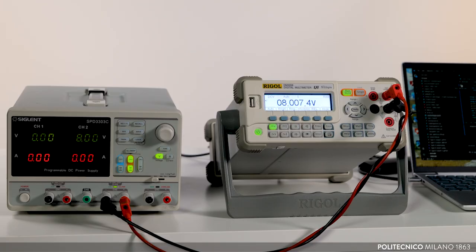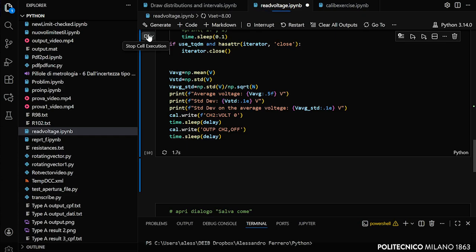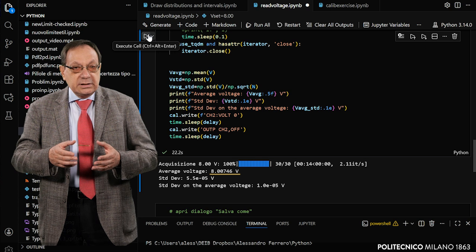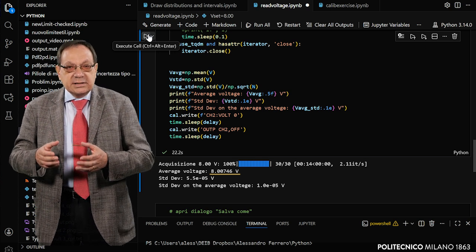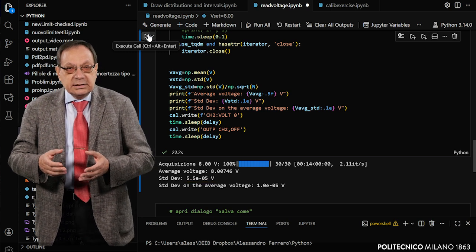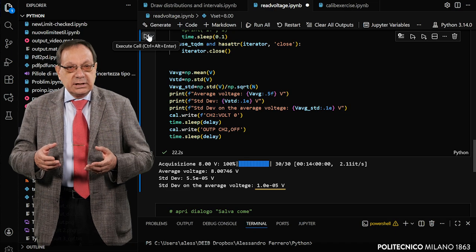In this experiment, we generate a voltage of 8 volts and have the multimeter read 30 values. Let's start the program. The PC is reading the 30 values. As soon as it has finished, it computes the mean value and the sample standard deviation, then divides it by the square root of 30 and gives us the Type A evaluated uncertainty value. There we are, it's finished. And we can see that the mean value is 8.00746 volts, the sample standard deviation is 55 microvolts, and the standard uncertainty is 10 microvolts expressed with only two significant digits.